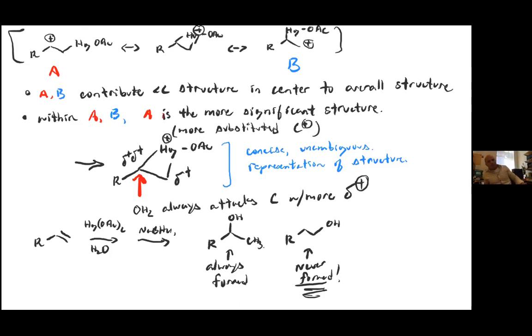So you may be wondering, how do you convert an alkene to the less substituted alcohol? And there's good chemistry to do that, known as hydroboration oxidation, which we'll talk about shortly. But you can't get there with the oxymercuration.